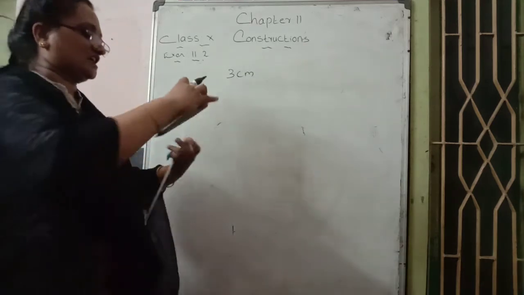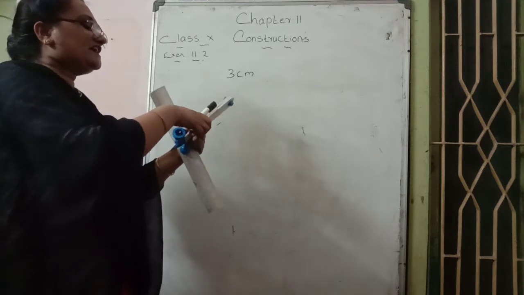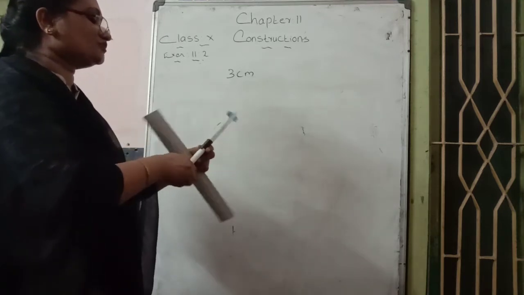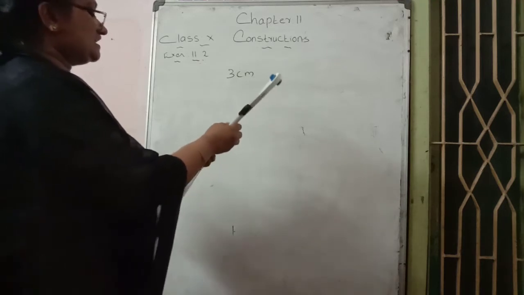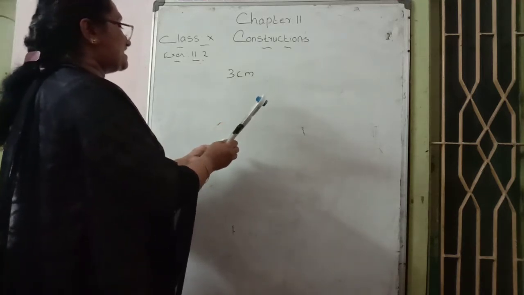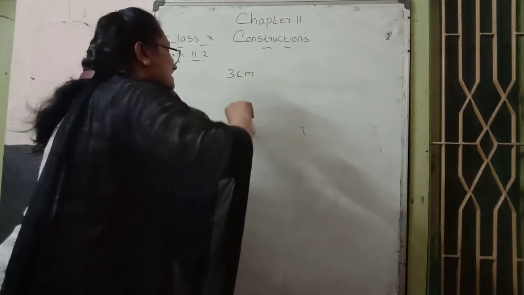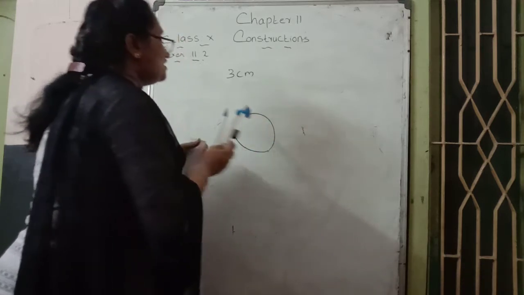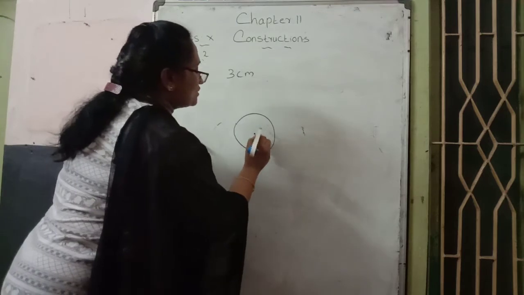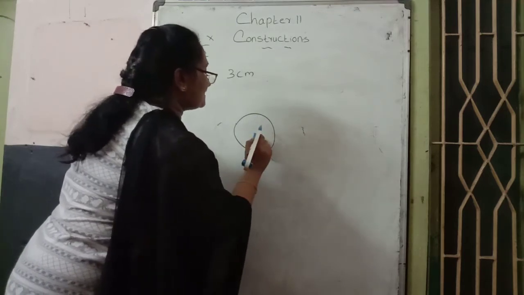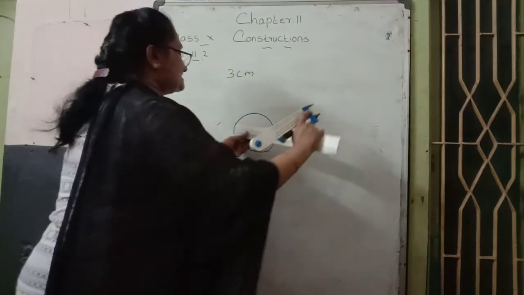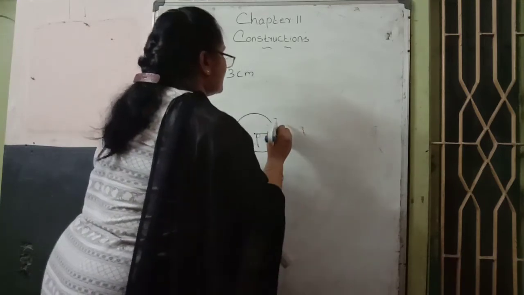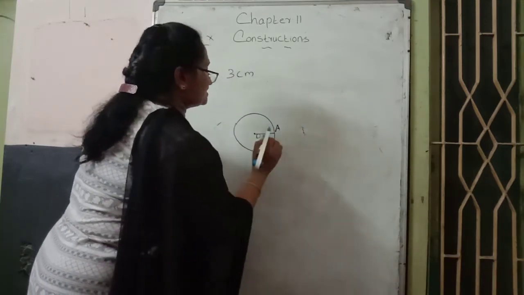So first we draw a 3 centimeter circle. How to draw a 3 centimeter circle? Take a measurement of 3 centimeter, then draw a 3 centimeter circle like this. O as the center, you mark. Then O to A distance is how much? They give us O to A distance as 3 centimeter.